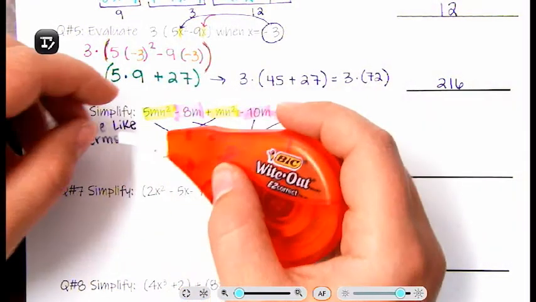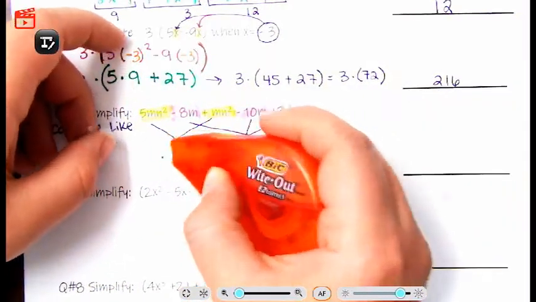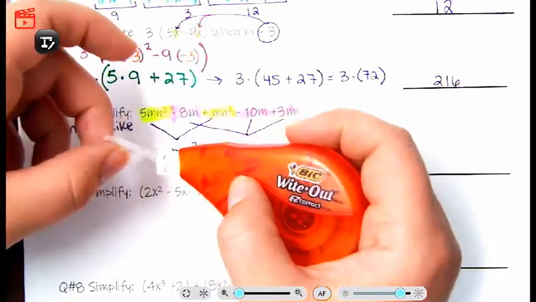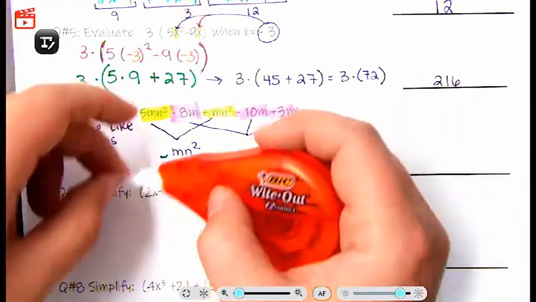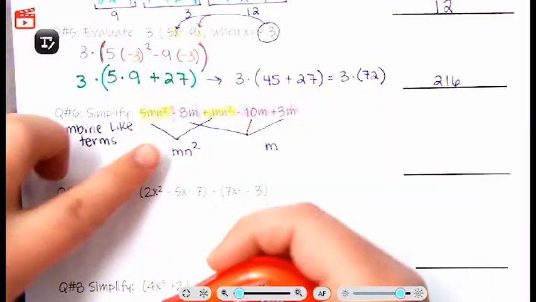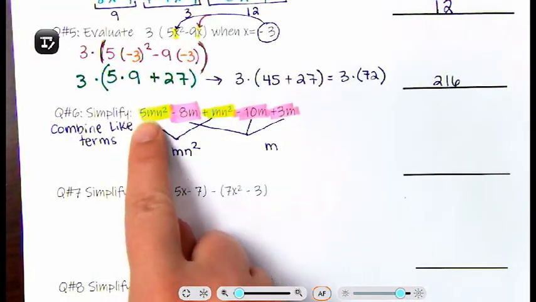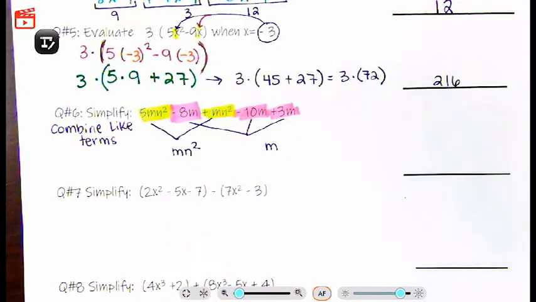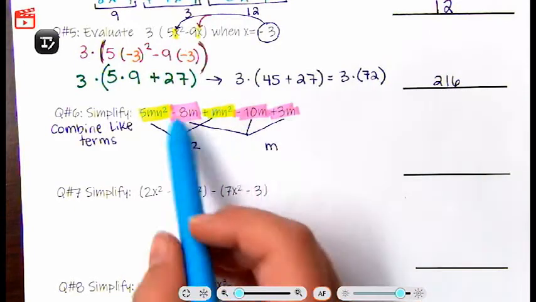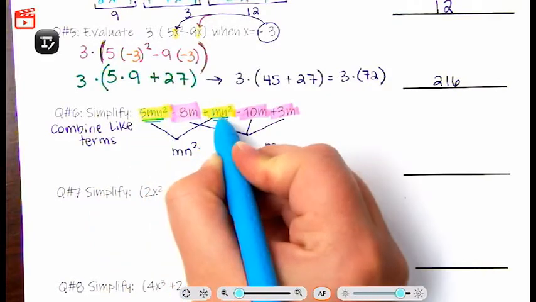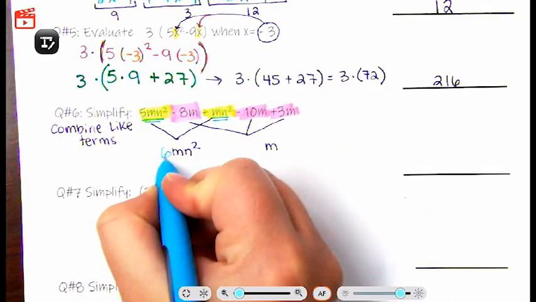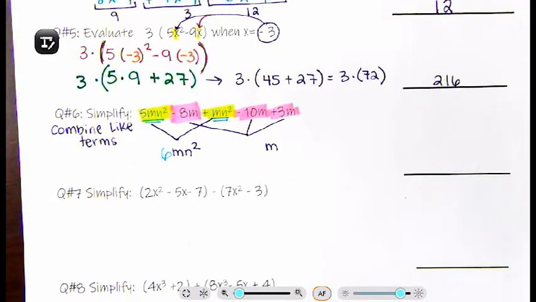I saw that these two were together, and I did them. These are not like terms. 8m and 5mn are not like terms. What are like terms are 5mn and 1mn squared. So this one and this one. So 5 plus 1 and m is 6mn squared.